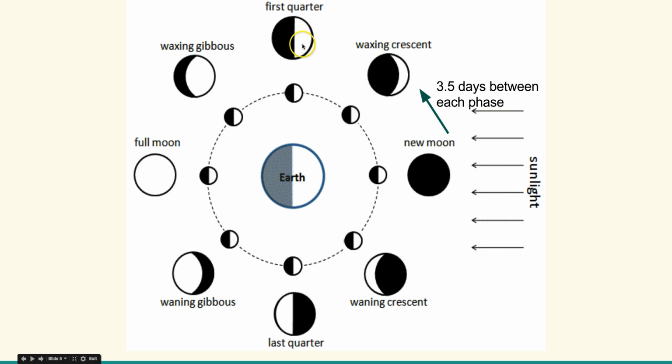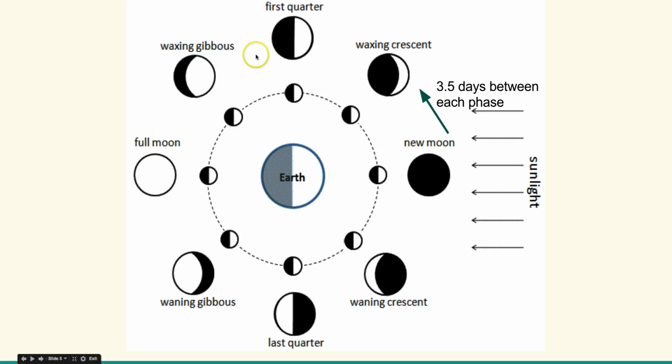The next moon phase is called the first quarter. Now guys, please do not call this a half moon. It is not a half moon. We call it a first quarter moon because the moon in this position is 1/4 of the way around its full lunar cycle. So as we sit on the Earth, again, we only see the half that's facing us, and so half of that half is actually lit up that we can see, and so we see this first quarter moon.